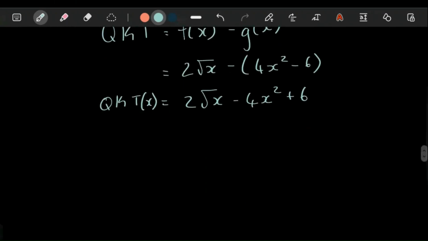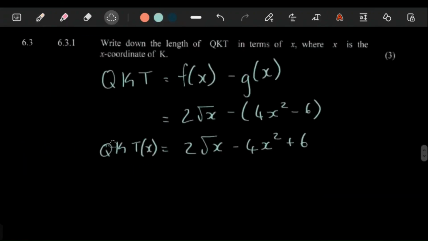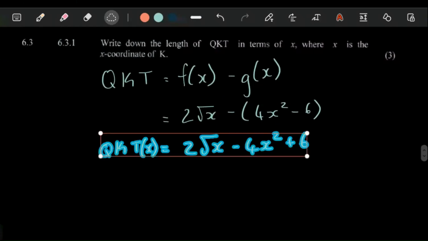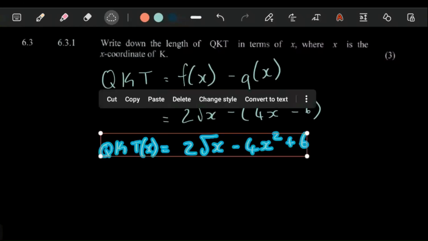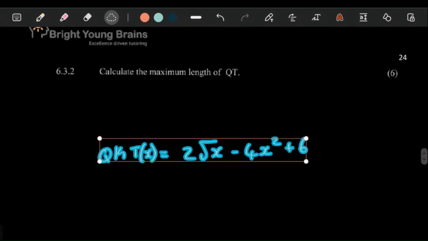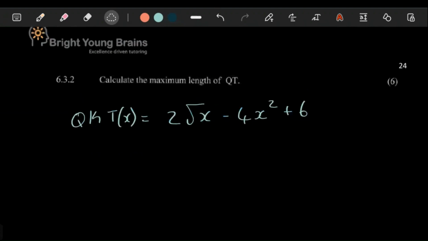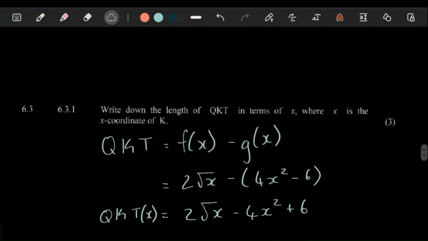Let us move on. 6.3.2 says calculate the maximum length of QT as predicted, as said in the beginning. It's quite an obvious setup. So here, the fortunate thing is since we already have an equation for the length, it makes this question a bit easier. They could have made it a 9-mark question if they asked this only without asking the previous one beforehand, you see.